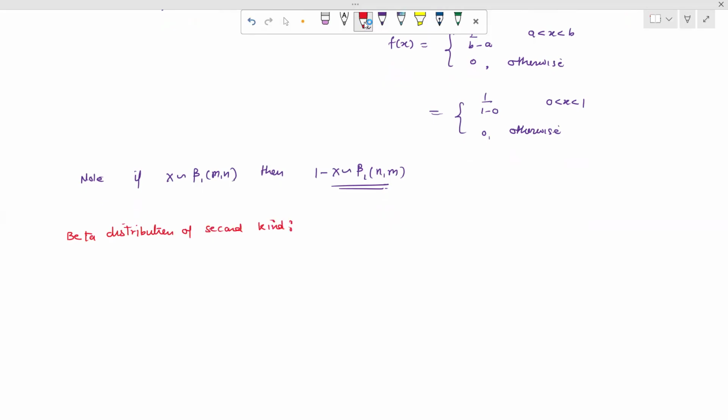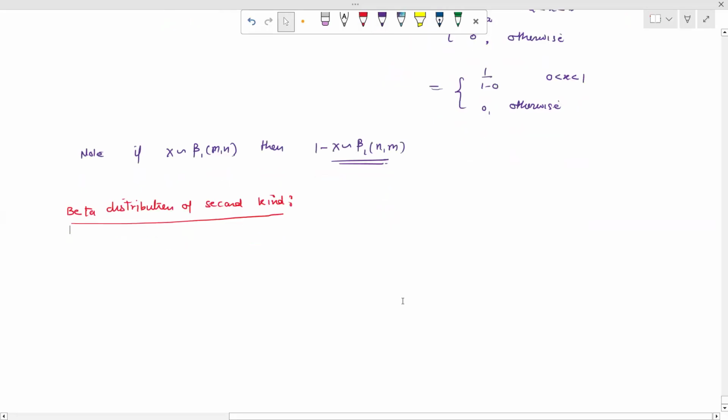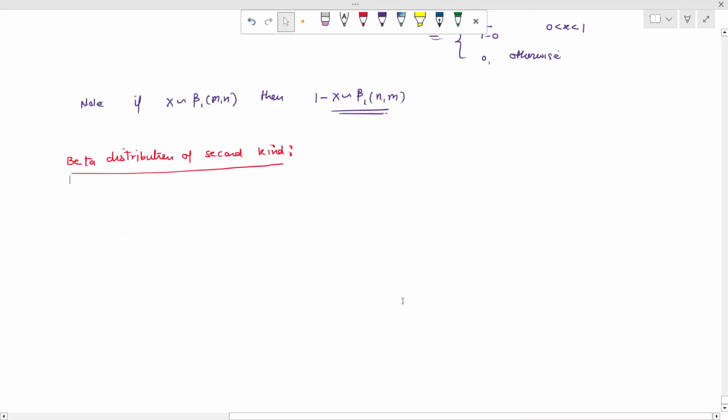For the first kind, we used the proper definition of beta, that is, beta(m, n) is equal to the integral from 0 to 1 of x raised to the power m minus 1, times 1 minus x raised to the power n minus 1. Now for the second kind distribution, we define a continuous random variable x.